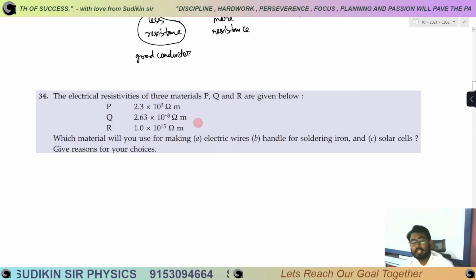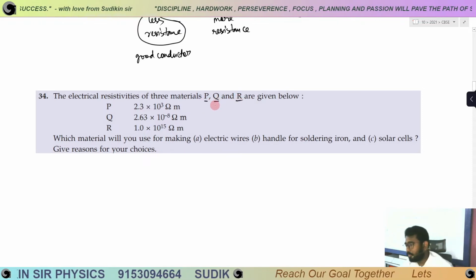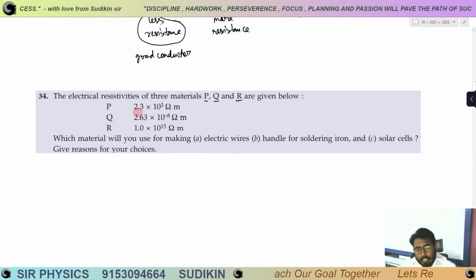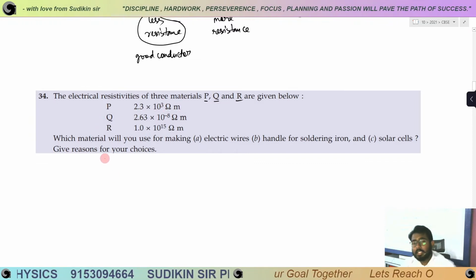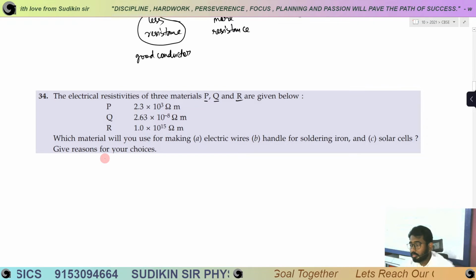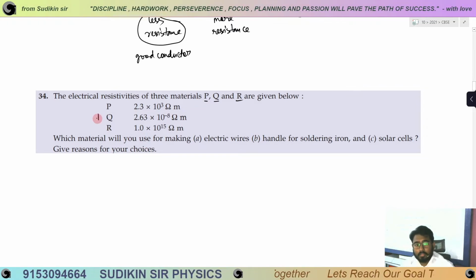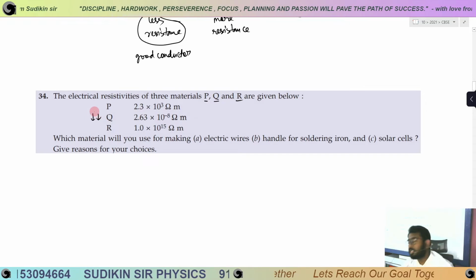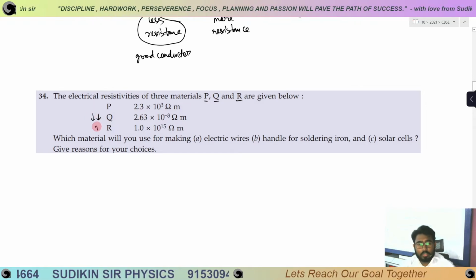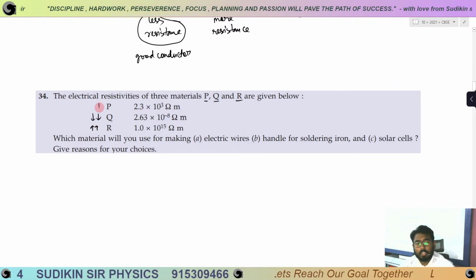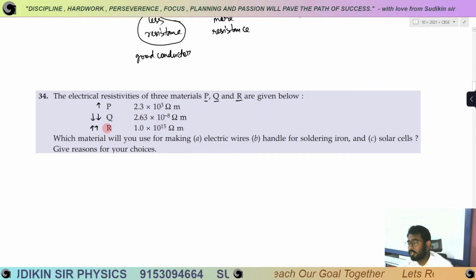The electrical resistivity of three materials P, Q and R are given below, right? Now P has a resistivity of this much, Q has this much. Okay, tell me which has the least resistivity. Q has the least resistivity, right? Okay, which has the most resistivity? R has the most resistivity. Okay, which is in between? This is in between.